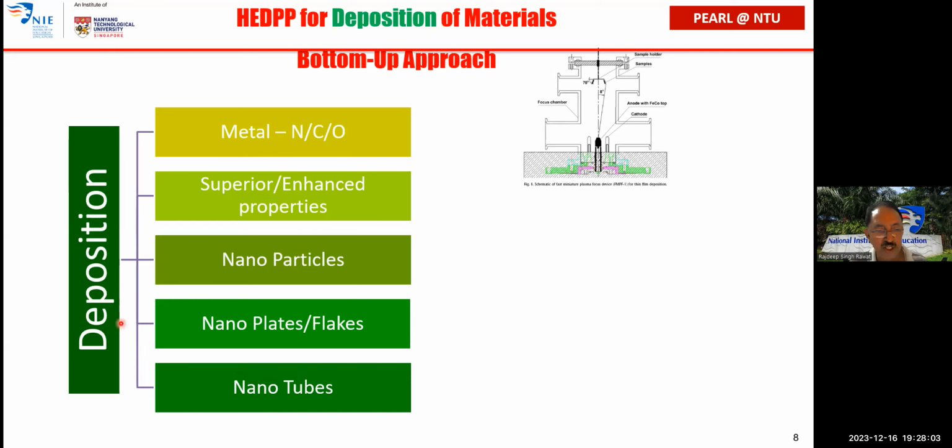As far as the depositions are concerned, most of the depositions that we did was by using a solid anode, mostly in the form of metals, and then filling the background reactive gas, which can be nitrogen, carbon, oxygen, or a mixture of these, or other gases like acetylene, methane, and so on and so forth. So you can coat any kind of material that you are interested in using the plasma focus device.